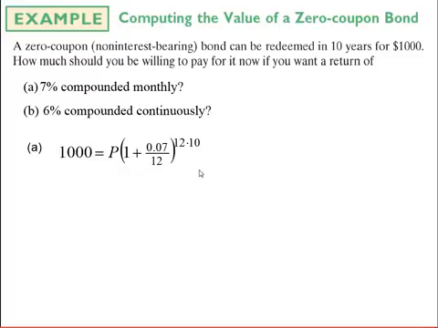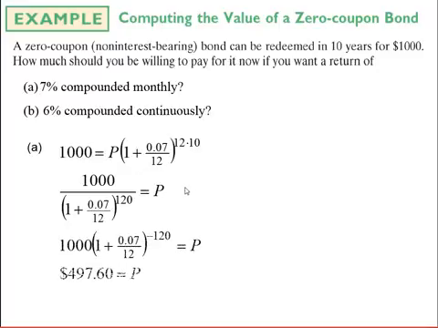Now, this is not solving an exponential equation because I don't have variables in the exponent, right? I just have the variable right here. So literally all of this stuff right here is just some decimal value. I'm going to divide it over to the other side, and then the 1,000 divided by that number is my present value. So if I take out a calculator and crunch that number, I get $497.60. So I should be willing to pay $497.60 in order to have $1,000 in 10 years if we compound 7% monthly.